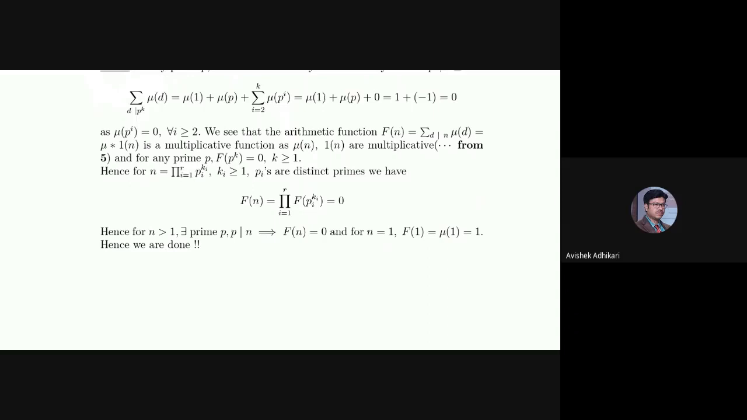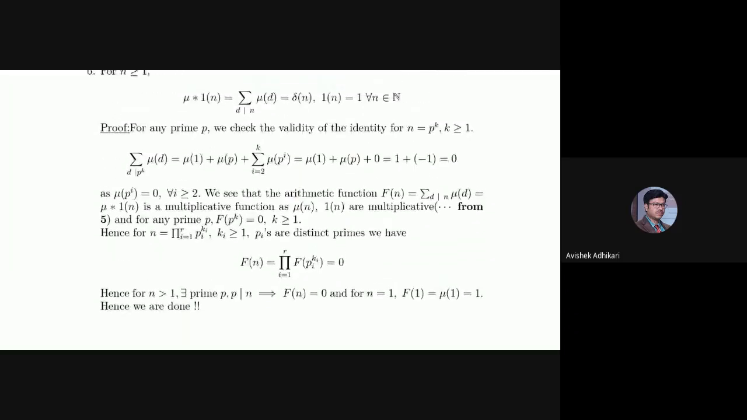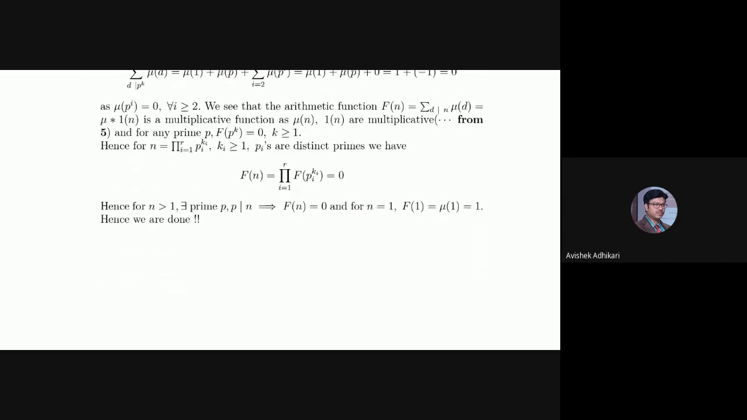So what if n is equal to 1? Then this will not be 0, because the value of f will be mu 1, which is 1. So only for 1 this gives us 1, and for every value greater than 1, this gives us 0. And that is the definition of the function delta. Delta also gives 1 for n equal to 1 and 0 for n greater than 1. So this function is nothing but the delta function.